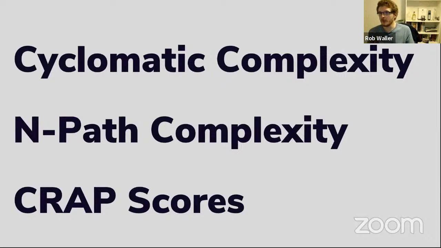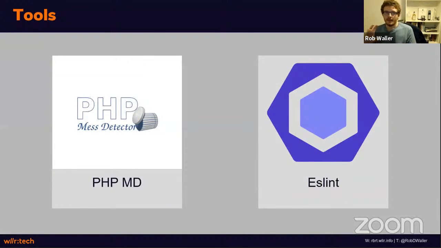So these are the three core metrics. Cyclomatic complexity is the one you'll probably use the most and see the most, but there are others that can also be useful. And there are loads and loads of tools. Pretty much every language that you can imagine has a tool that will run your cyclomatic complexity, your NPath complexity, and give you those scores so that you can assess your code.